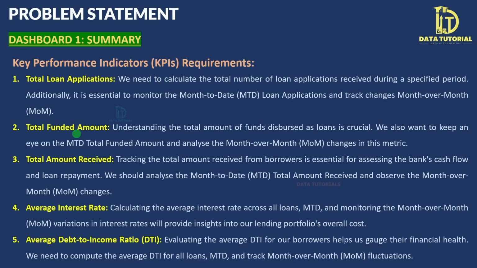The total funded amount is nothing but the amount which that bank agrees to provide to that particular customer as a loan. It is reimbursing that loan amount, and it is crediting it into that particular customer's account. So that is the loan amount given to that customer. So how much total loan amount has been given to the customers, then the total amount received.